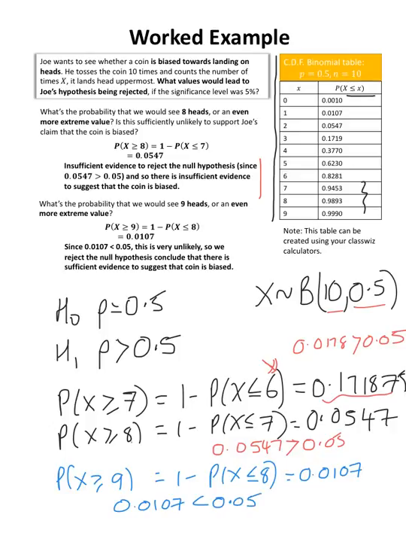So therefore, this is very unlikely. So we reject the null hypothesis because it's less than 0.05. So we can conclude there is sufficient evidence. So we reject the null hypothesis and conclude that there is sufficient evidence to suggest that the coin is biased.